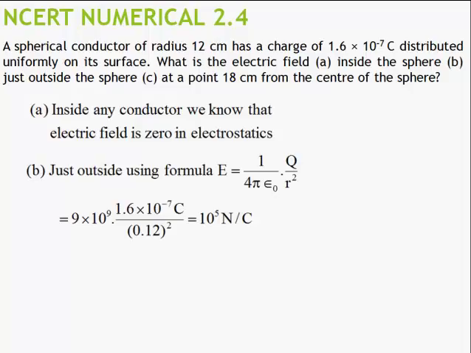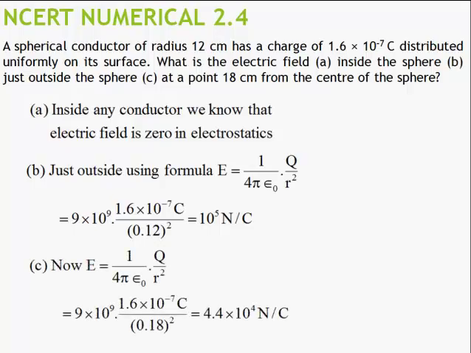Second part, because at the surface we will take kq by r square, straight away formula we get 10 to the power 5 Newton per coulomb. For the third case, we will consider as the charge has been kept at center. So r will be 18 and we get the value. Remember, whenever you are outside the sphere, you have to calculate by kq by r square, considering that r is there itself from the center to distance.